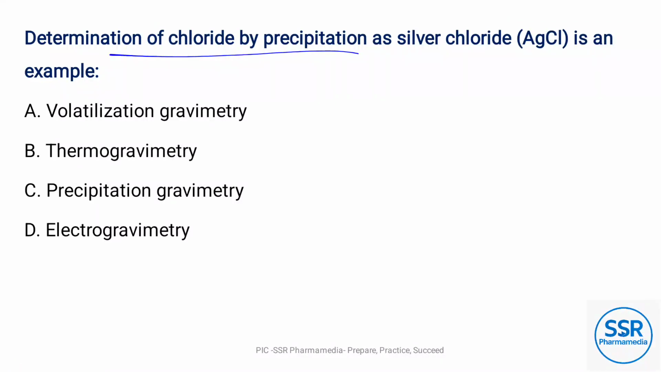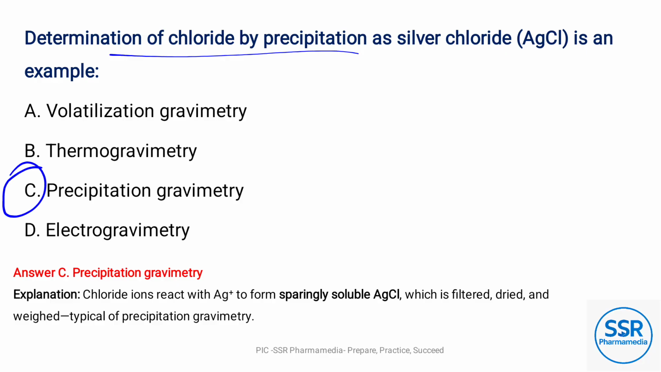Determination of chloride by precipitation as silver chloride is an example of, option C is the answer, precipitation gravimetry. Chloride ions react with silver ions to form sparingly soluble silver chloride, which is filtered, dried and weighed, typical of precipitation gravimetry.